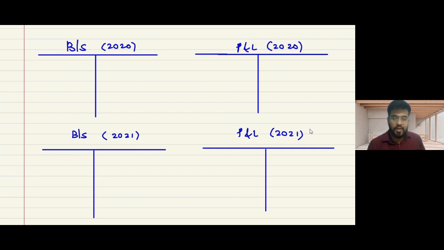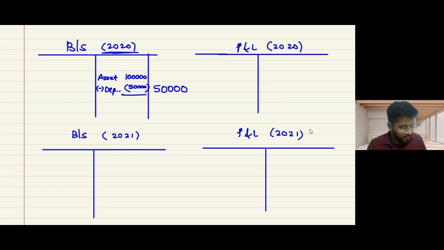So if you see, in the first year, 2020, I have purchased the asset. So this would be 1 lakh rupees when the asset is purchased, and then the depreciation will be charged for that asset. The value will be 50,000 of the depreciation. So on the asset side, only 50,000 will be shown. On the asset side, the value of the machine will be shown as 50,000 rupees.